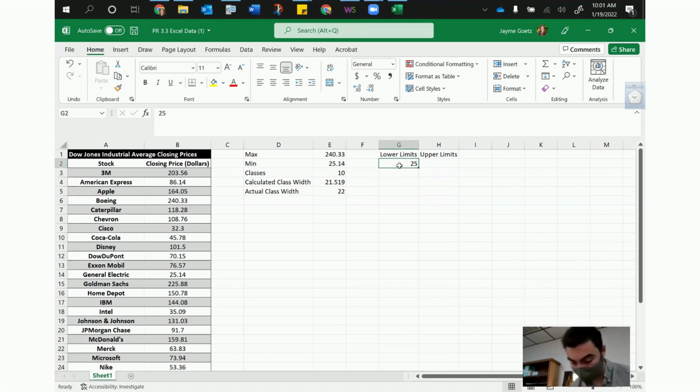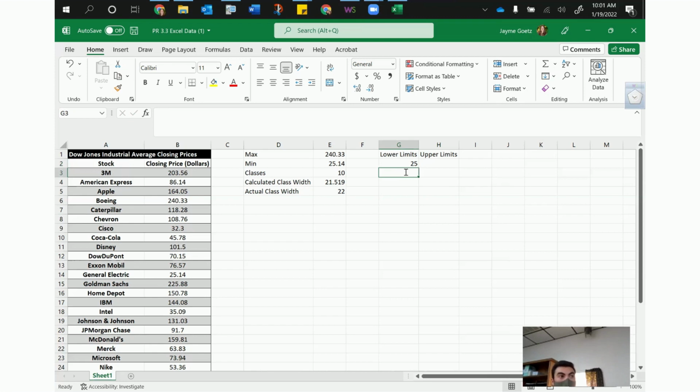Then I have a class width of 22. A lot of people think that means I'm going to take 25 plus 22 and get an upper limit of 47, but that is not the case. What we're going to say is that the difference between the first lower limit and the second lower limit is 22.